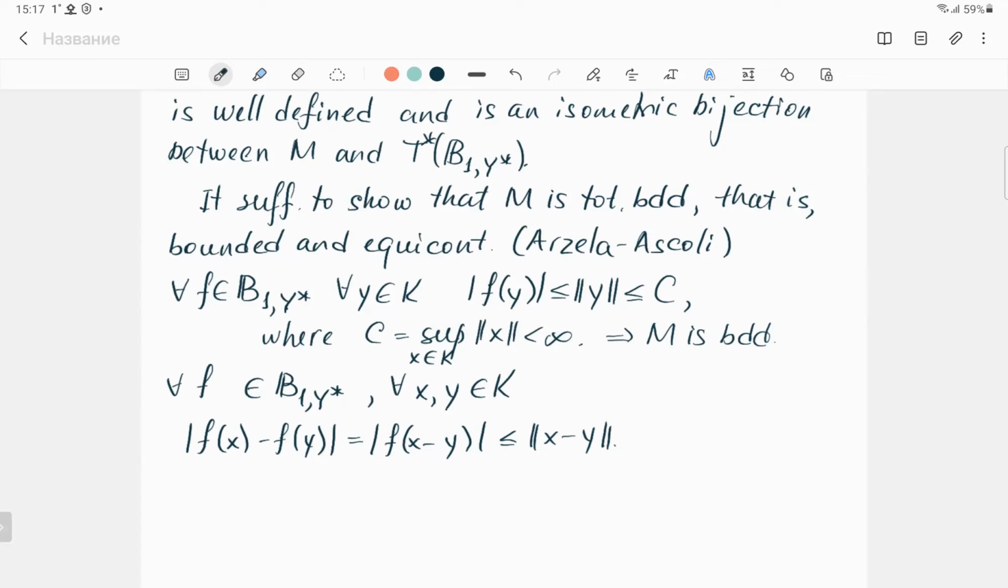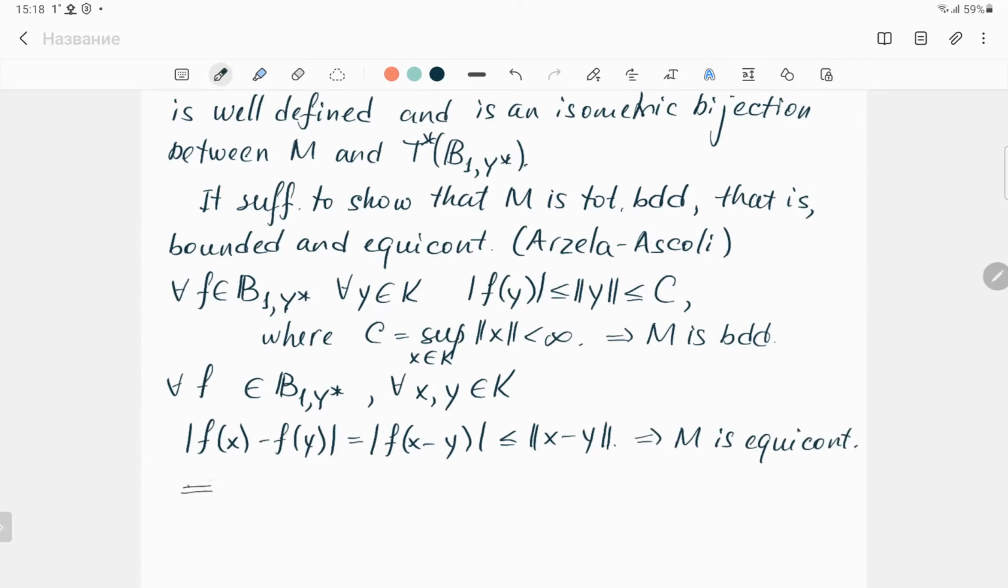So if this distance is less than epsilon, then this is also less than epsilon for each f in our space. So we just look at the definition of an equicontinuous family, and we let delta equal epsilon. And we see that this condition is satisfied. So M is equicontinuous. And this completes the proof of the left-right implication.